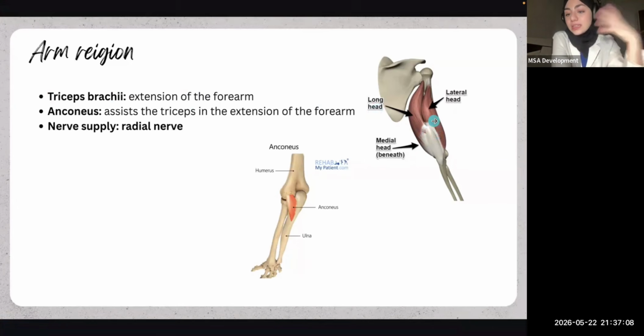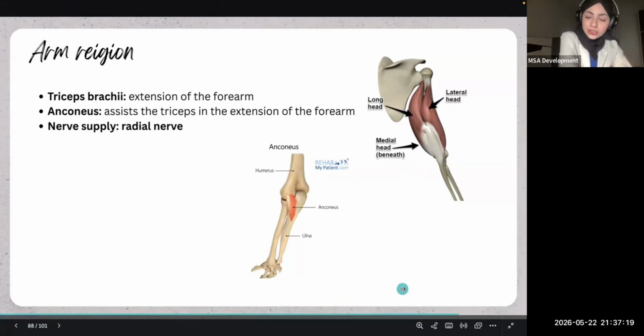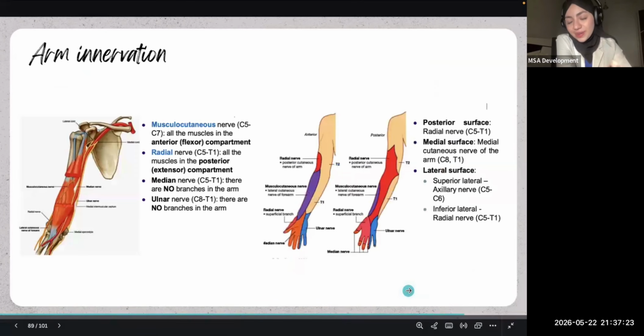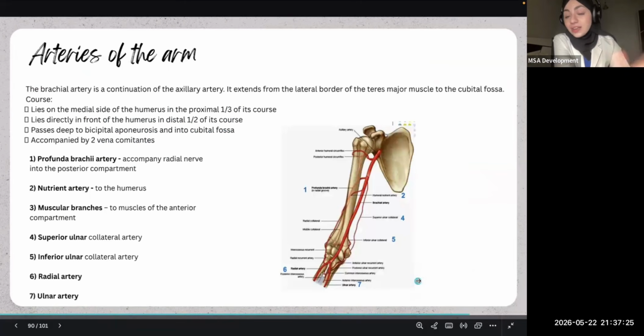And it makes sense because since one muscle is doing most of the extension of the arm, this means that it should be bulky and has multiple heads. Now the nerve supply will be radial, and I hope you guys know by now that the posterior compartment will be radial, alongside accompanying the profunda brachii artery.